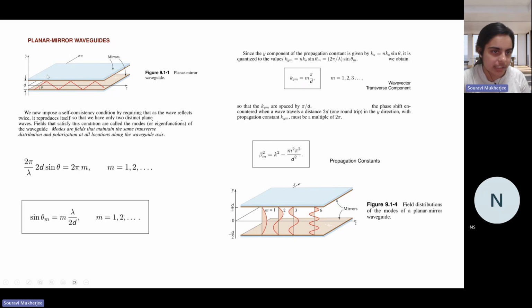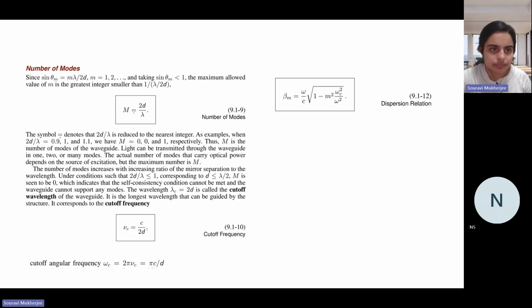And what you say is the additional phase difference that comes up here should be an integral multiple of 2 pi for the self consistency condition to hold. Now, how can you find the number of modes here? Since we know that sine theta m is given as m lambda by 2d, by number of modes, we want to find what is the maximum value of m, right? Now, you know that sine theta m should always be less than or equal to 1, and that limits your value of m.